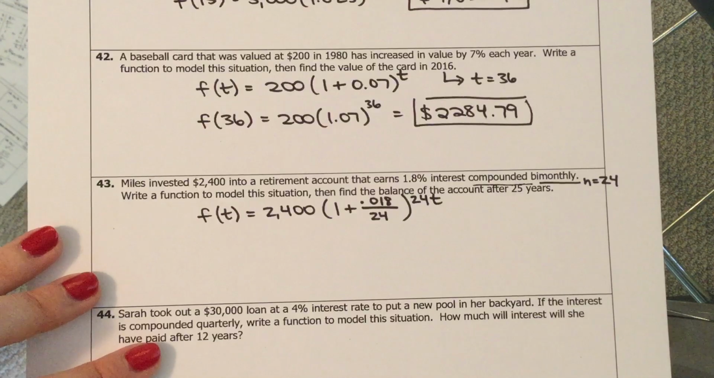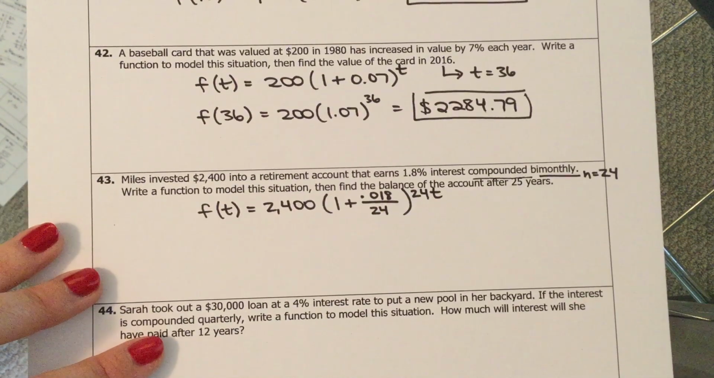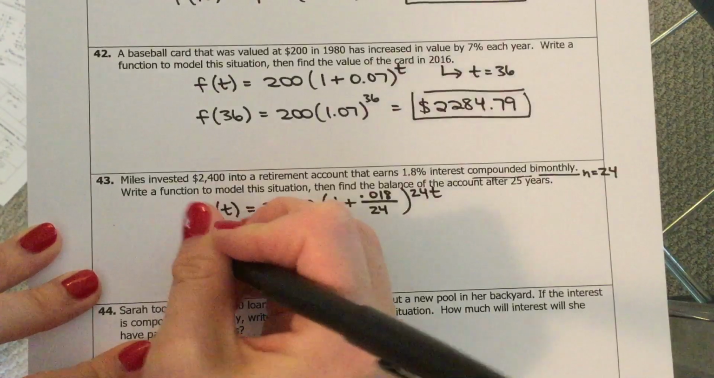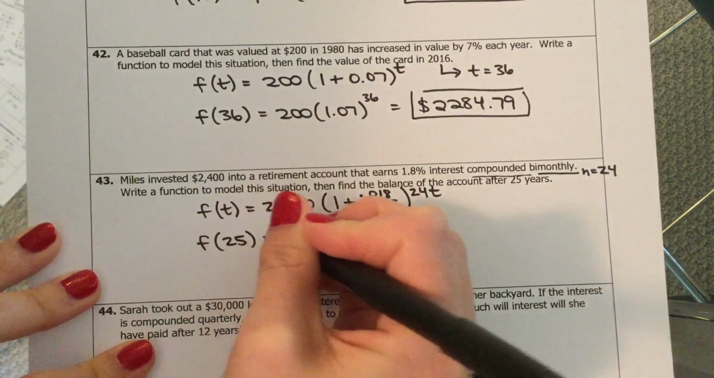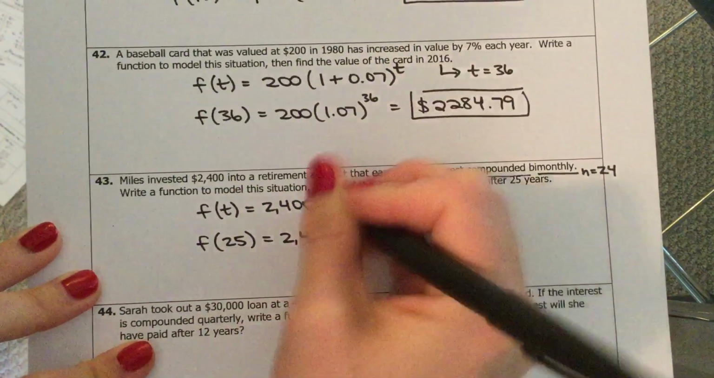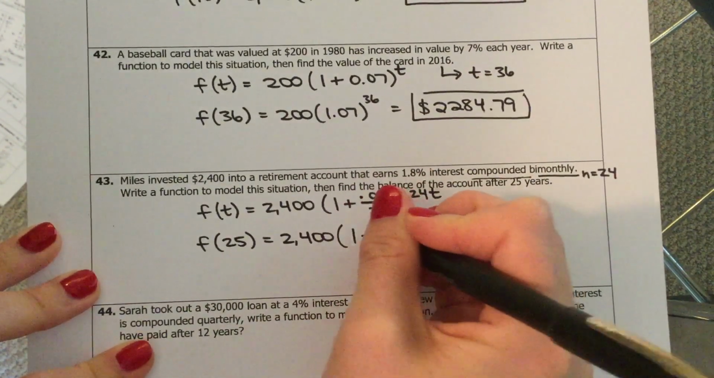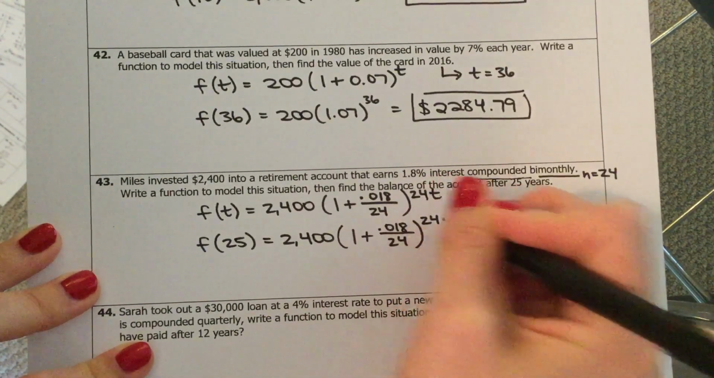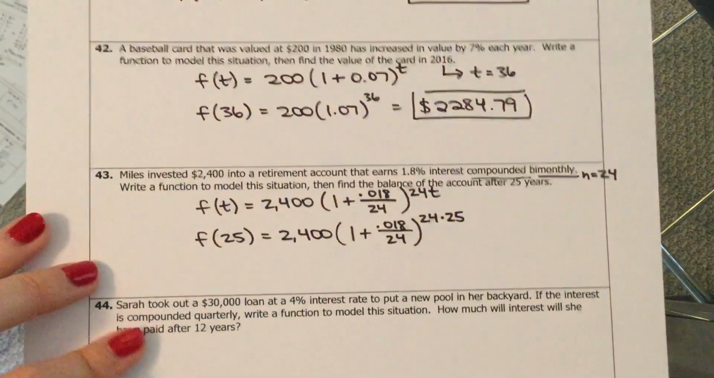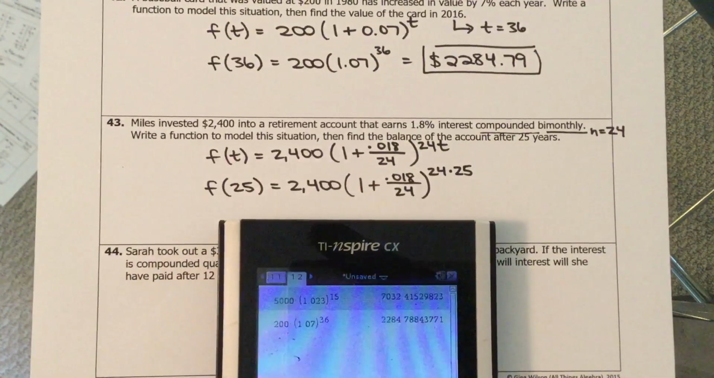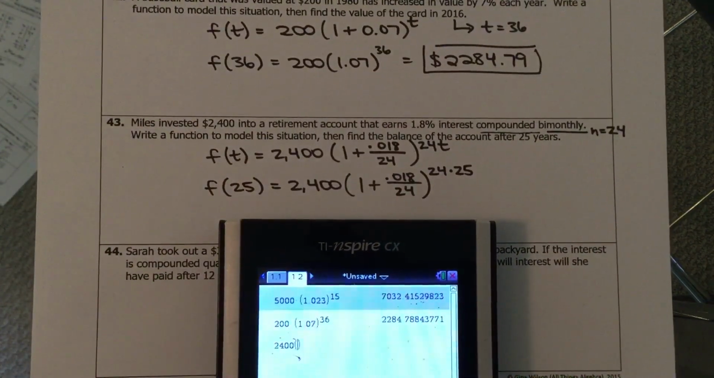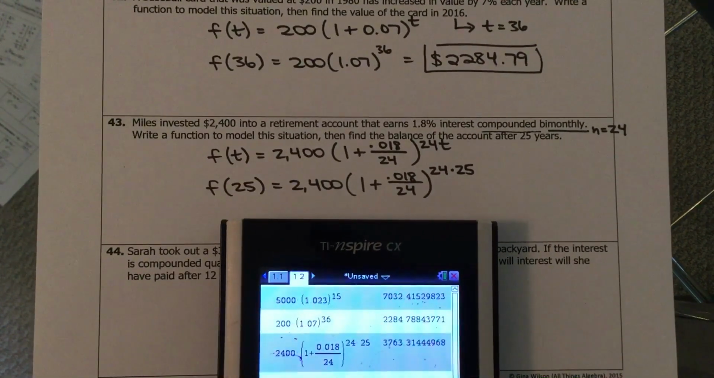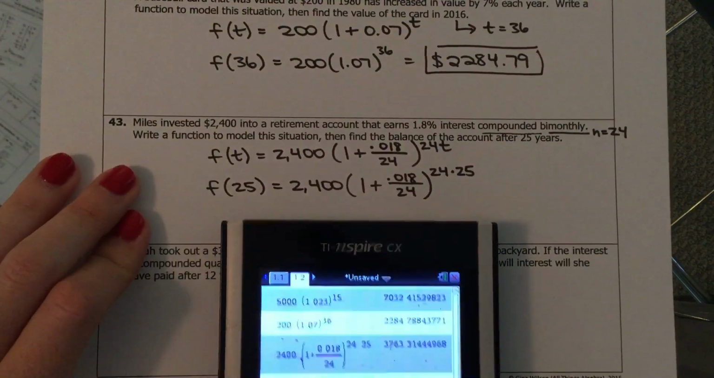All right, so we can clean up that equation a little bit. We'll plug in the 25 for the 25 years. And there's no reason to simplify anything in parentheses because we're just plugging this whole thing into our calculator anyway. So this is now 24 times 25. So you can multiply those exponents right when I sub everything in. So exponent is 24 times 25. So this is the value that we get. 3,763, and then we go with 31 cents.